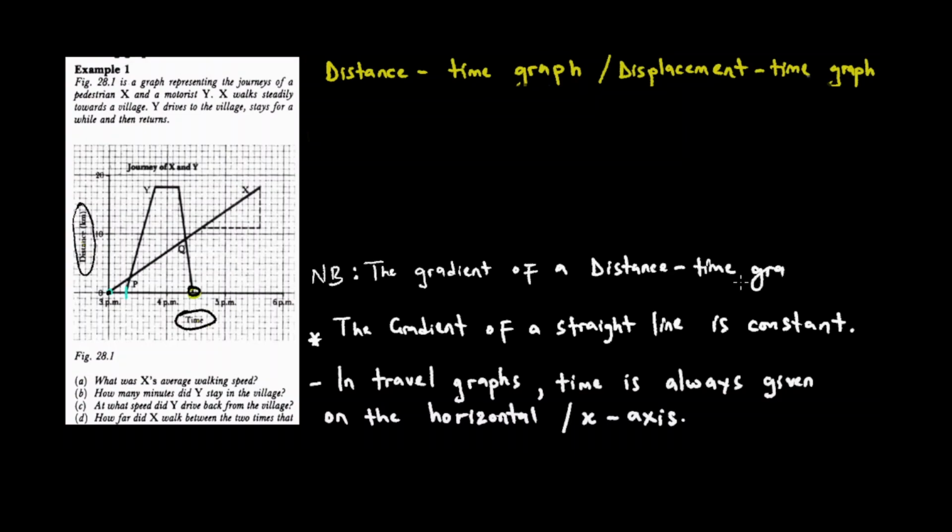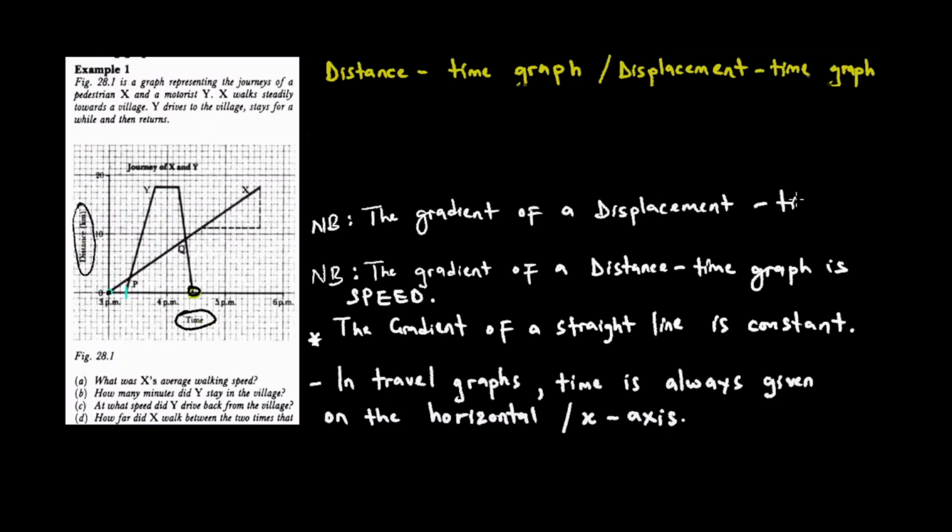So the gradient of a distance time graph is speed. And when it is displacement, the gradient of a displacement time graph is velocity.